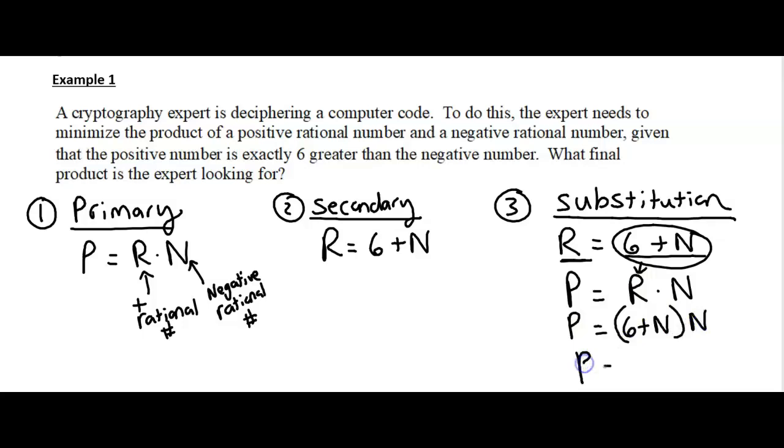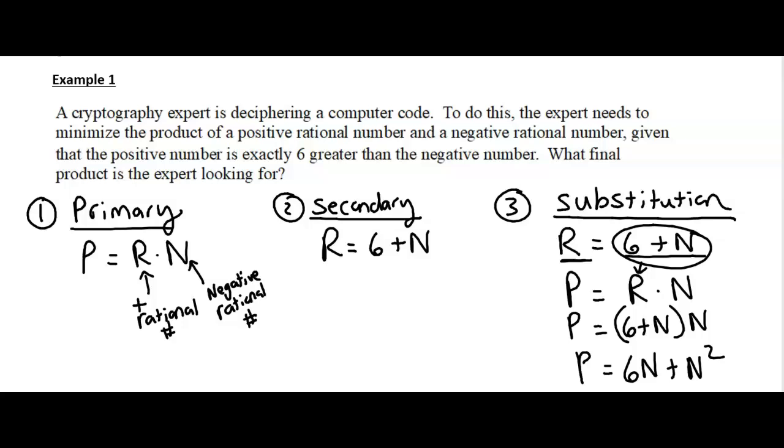And then I'm going to simplify that. Okay, so that's step 3. Step 1, identify your primary equation, the equation that you're trying to minimize or maximize. Step 2, identify your secondary. Step 3, use the process of substitution to rewrite your primary equation so that it no longer has 3 variables but only 2. Okay? All right, so now we're going to move on to step 4.